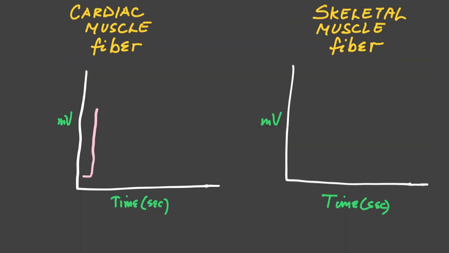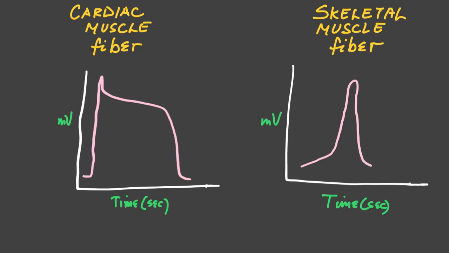Let's compare the shape of the action potential in a cardiac muscle fiber and in a skeletal muscle fiber. In a cardiac muscle fiber, the depolarization phase occurs where it goes up, it stays up for a little bit, and then comes down. In a skeletal muscle fiber, the action potential goes up and then it goes down. So in the cardiac muscle fiber, shown by the dotted red line, the absolute refractory period is very long. And in the skeletal muscle fiber, the absolute refractory period is much shorter.